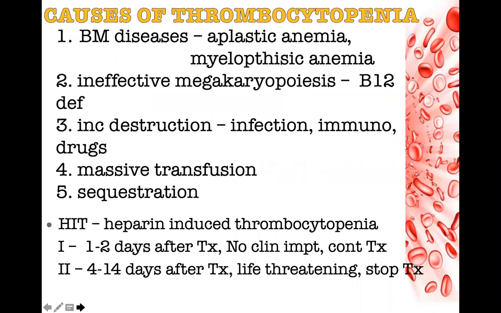So what causes thrombocytopenia? It may be secondary to bone marrow disease like what you see in aplastic anemia or myelophthisic anemia. It may be secondary to ineffective megakaryopoiesis like what we see in B12 deficiency. It may be a result of destruction of the platelets like what we see in certain infections. Dengue hemorrhagic fever is one of them. Could be immune-mediated, like what we see in certain autoimmune diseases like SLE. It may be secondary to drugs. It may be a result of massive transfusion or sequestration.